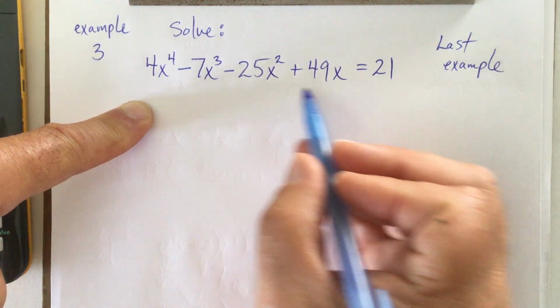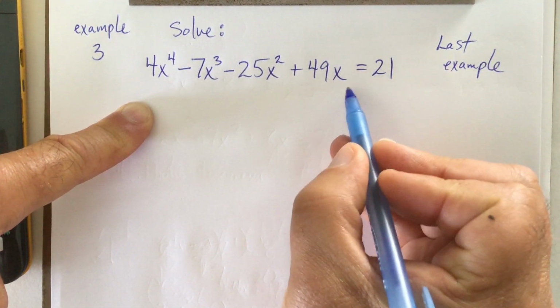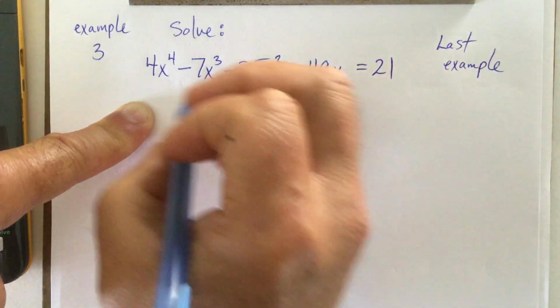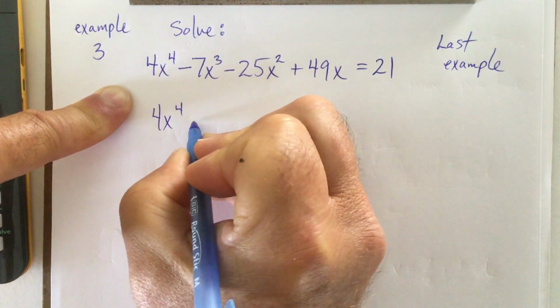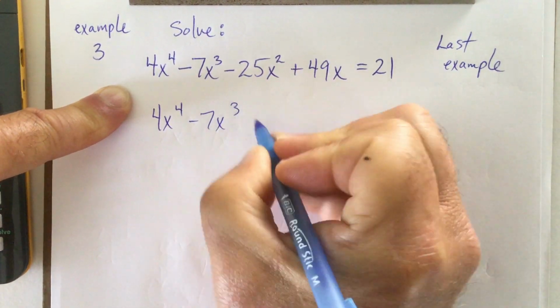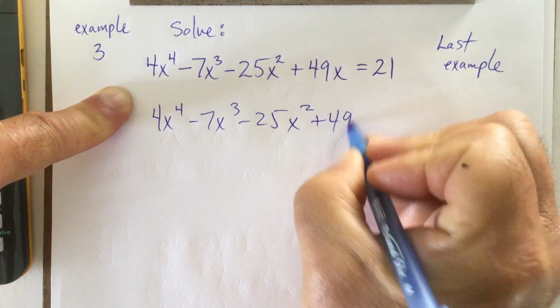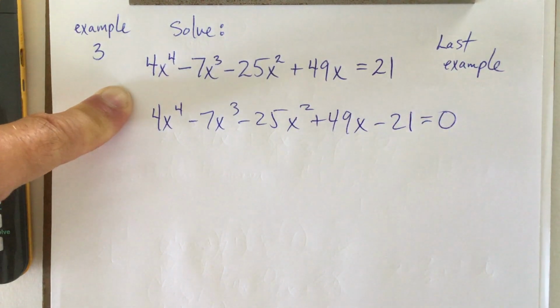So anyway, see this guy? What was your first move? You should have moved this over. You should have subtracted the 21. And that would have given you, I got to write this out, 4x to the fourth minus 7x cubed minus 25x squared plus 49x minus 21 equals 0.